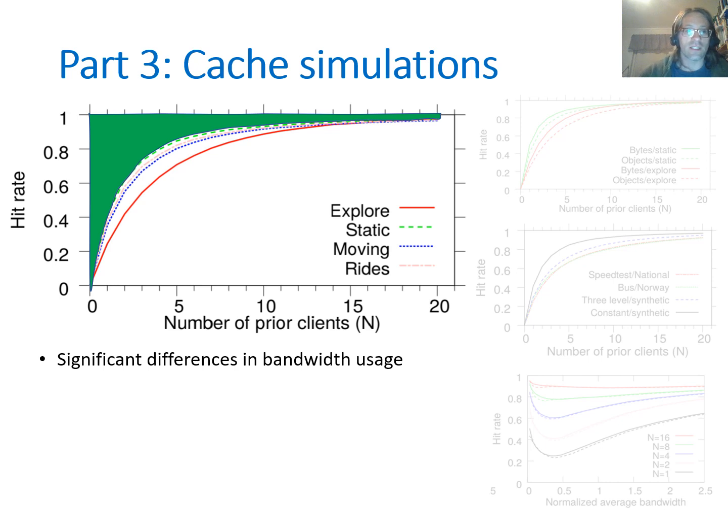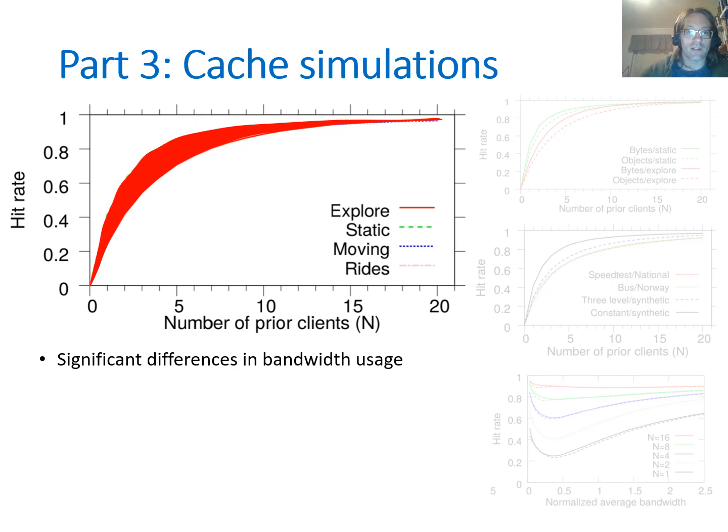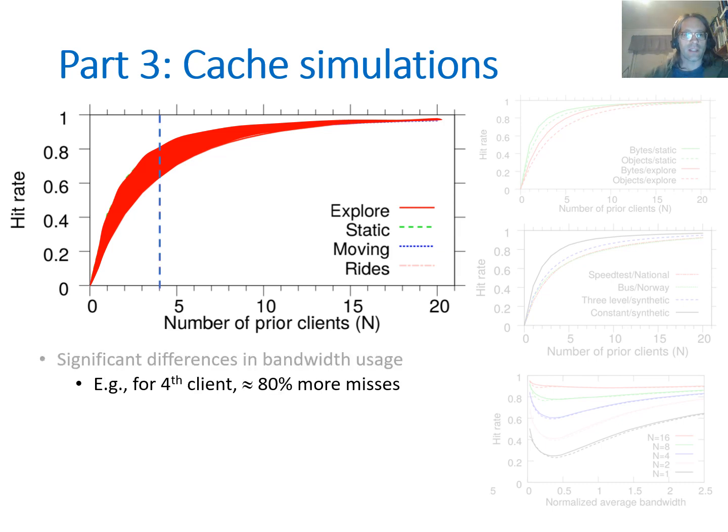So here the green area in some sense corresponds to the bandwidth usage for the static, and the red area here corresponds to the bandwidth usage for the explorer. And finally, with the bandwidth usage difference between these two different categories shown here in red, we can now easily identify the increase in miss rates for a particular user, in this case user 4. So here we see the miss rate for the static. Here we see the increase in miss rates when we add explore, and the difference between those we can calculate to roughly 80%.